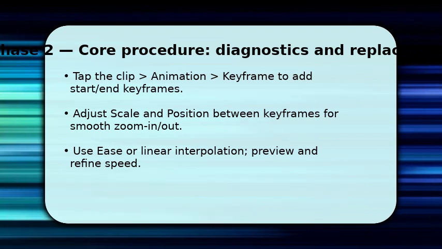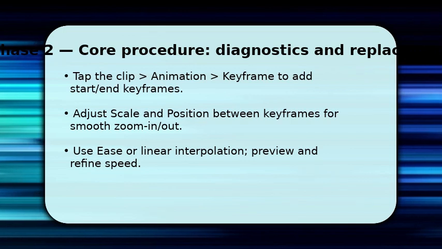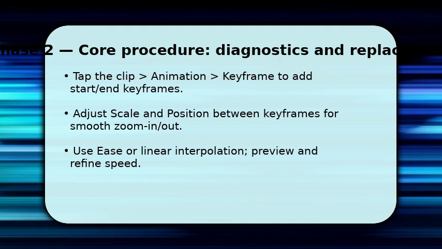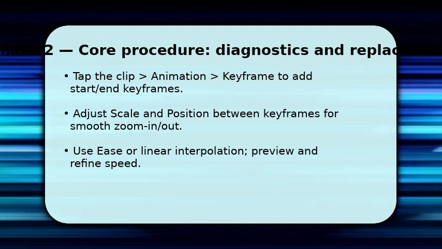Move the playhead to where you want the zoom peak, add another keyframe, then increase scale and nudge position to center the subject. Once done, choose an interpolation. Ease softens motion, linear keeps it steady, so you control both speed and feel automatically.